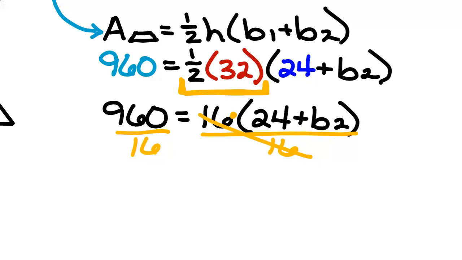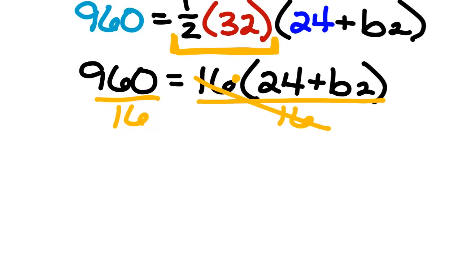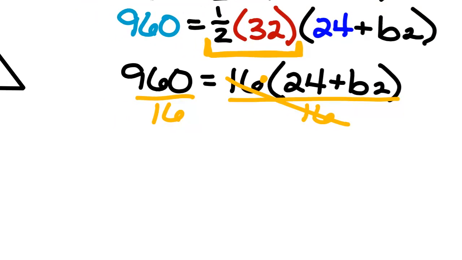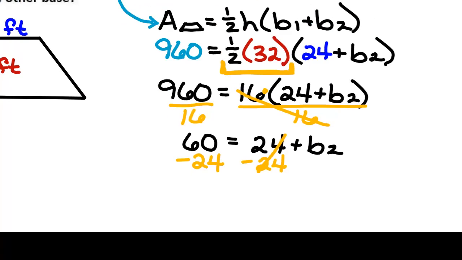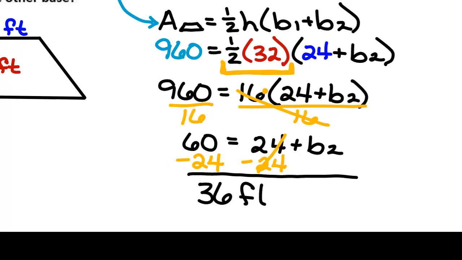What is 960 divided by 16? 60. So I have 60 equals 24 plus B2. I don't need the parentheses around the 24 plus B2 anymore because that's the only thing on that side of the equal sign. Then we're going to subtract 24 from both sides. And what is 60 minus 24? 36. So 36 feet is equal to the second base.